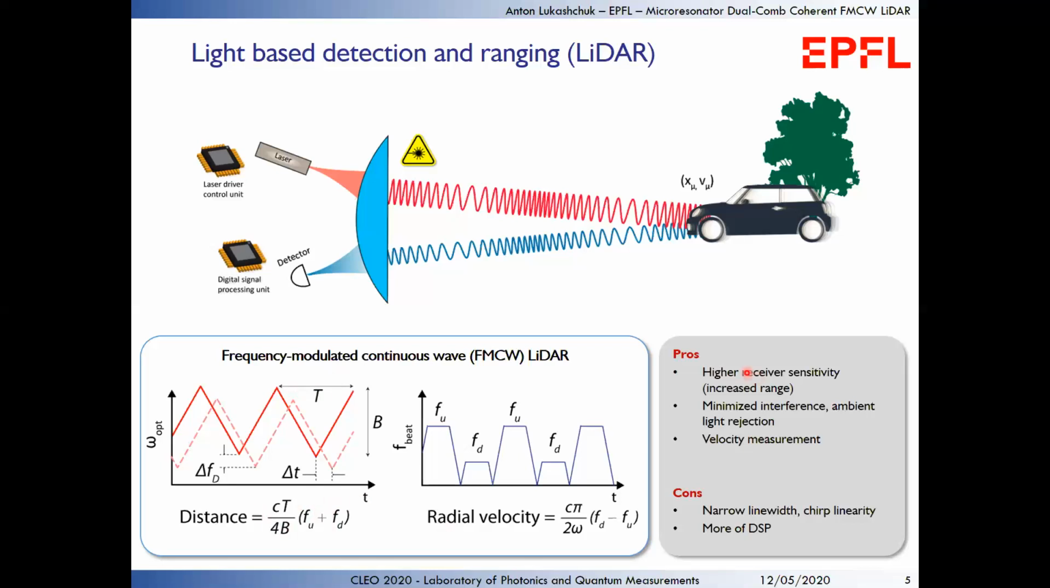As for the pros of the FMCW LiDAR, you have higher receiver sensitivity, meaning increased range. You have minimized interference, and you do not suffer from ambient light. Then you have direct velocity measurement. But as for the cons, you need a really good laser. It must be a narrow linewidth, and you need to have good control over the chirp linearity. And then you need to perform some digital signal processing.